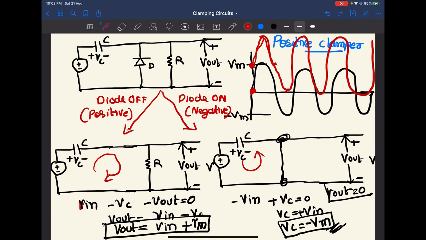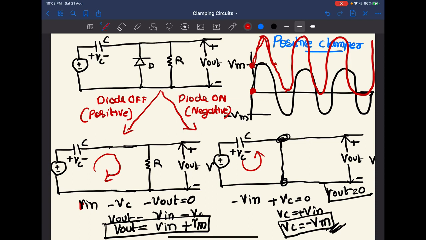So you can see that the input waveform is shifted upward by a value Vm. So the DC component Vm we have clamped into the input wave. Since it is shifted to the positive side, it is known as the positive clamper.